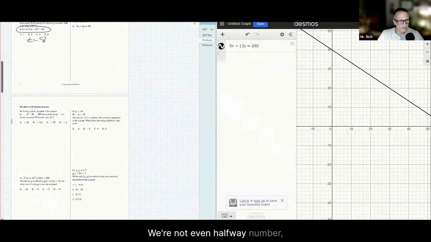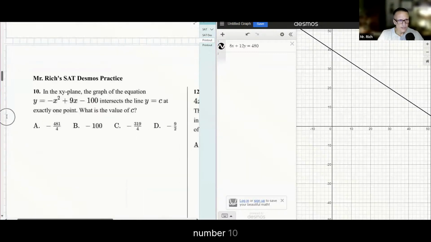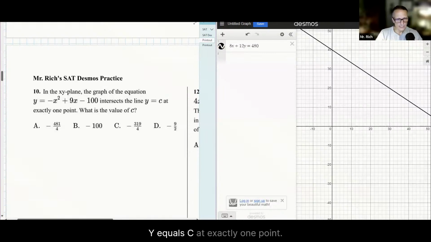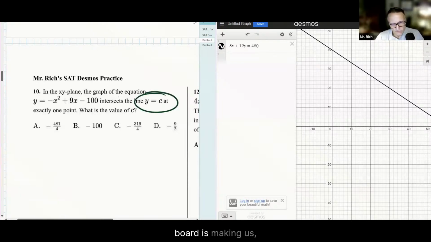We're not even halfway. Halfway through our time. Number 10. In the xy plane, the graph of this equation intersects the line y equals c at exactly 1 point. What is the value of c? Well, this is another time that College Board is making us work with a missing number. c is a constant.